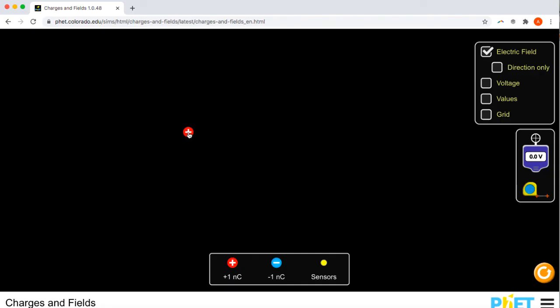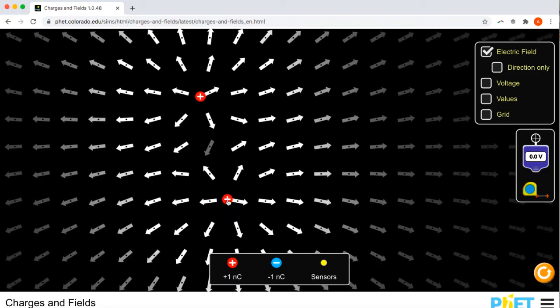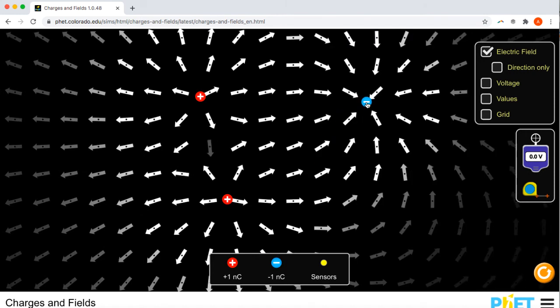Back to the simulation, what if I have multiple charges that are creating the field? So here I've got 3 charges. If I were to put my sensor here in the middle, the force that it's going to feel is going to be a combination of forces from all 3 charges, and therefore the field is as well. The field is a vector field.